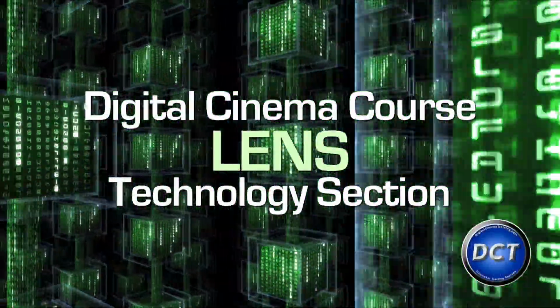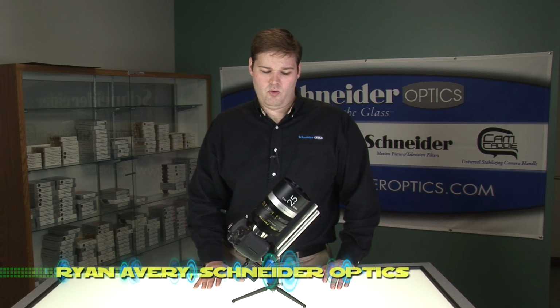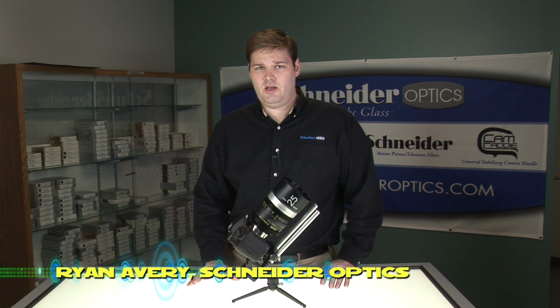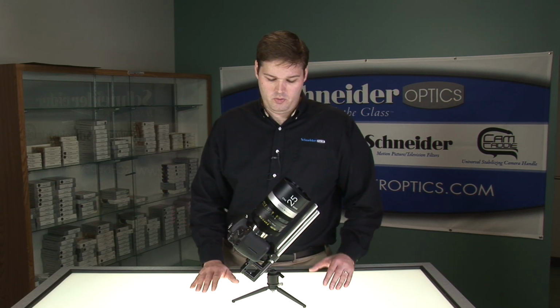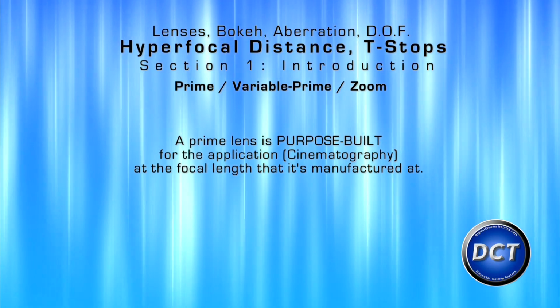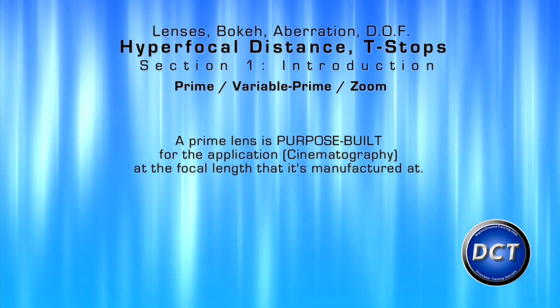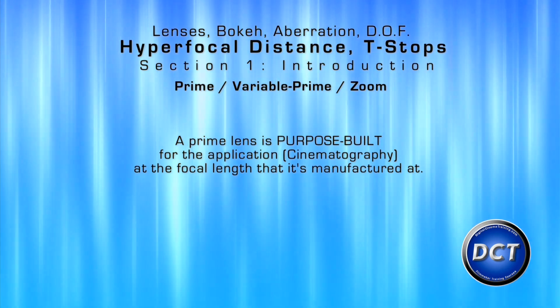So people often ask the question, why would you want a prime lens? Why not just use a zoom or even a DSLR style prime of a smaller, less than purpose-built one? The reason for this is that prime lenses are purpose-built for the application at the focal length that they're at.